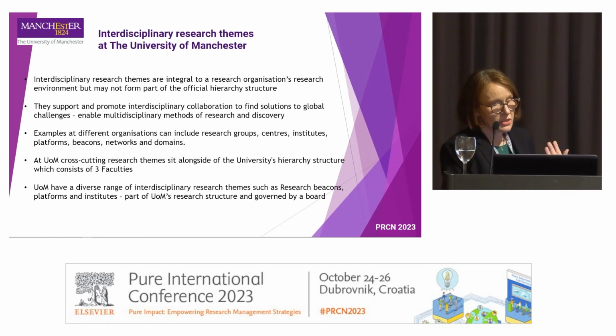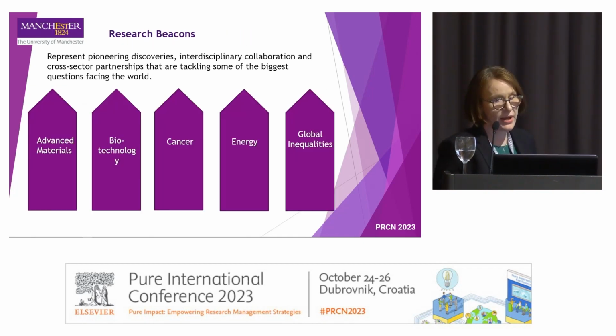And so at the University of Manchester, they sit alongside our hierarchy. But as I said, they are not part of the hierarchy. So we have got 3 big faculties with schools and departments, and then sitting alongside are these themes. And they are kind of research units. We define them as research units as well. And so we have a wide range of different ones. They're called beacons, platforms, and institutes, and they're governed by a board. So they're official organizations, but not part of our hierarchy.